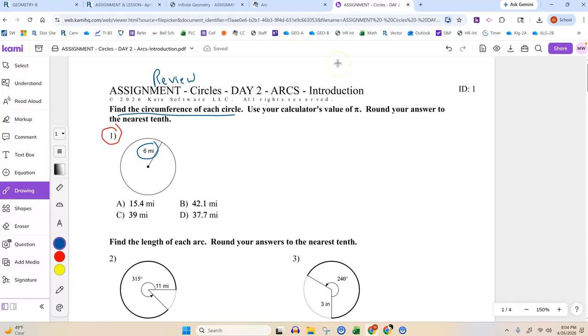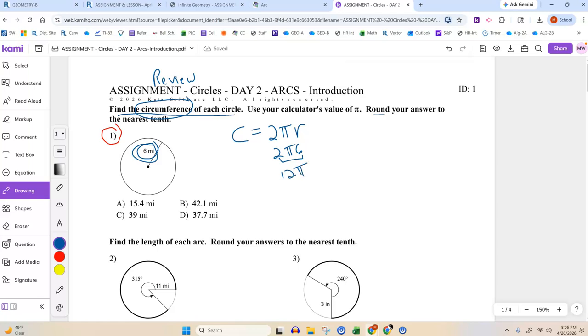Okay, so if we're looking for the circumference, you may remember that circumference is C for circumference, right? Circumference is C equals 2 times pi times radius. Okay, and what is the radius? It is 6, so basically 2 times pi times 6. The 6 and the 2 are 12 pi.